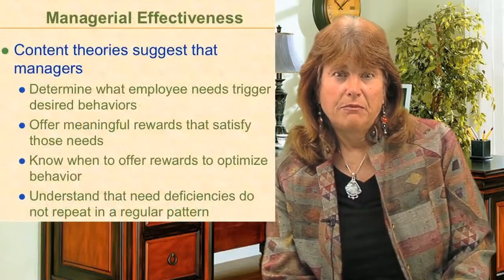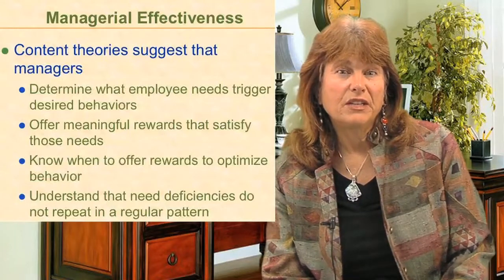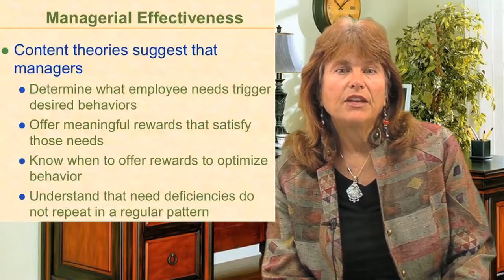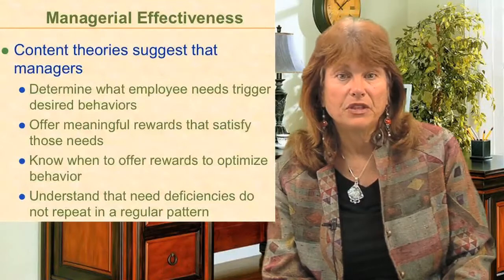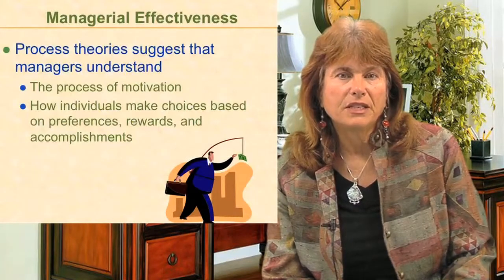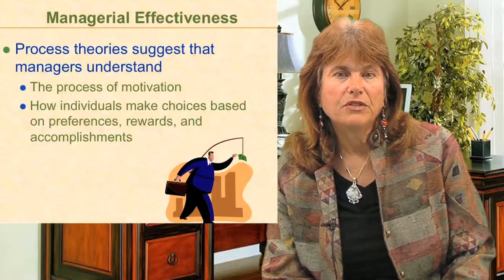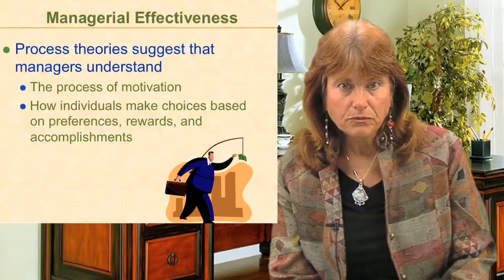Content theories suggest that managers look for what employee needs are triggered, how they can offer meaningful rewards, how they can optimize that behavior, and try to also identify patterns that they don't want to repeat in terms of motivation. Process theories tend to look at the idea that there's a process involved and how they make choices on preferences and rewards, so how they think through something and go about getting that reward.